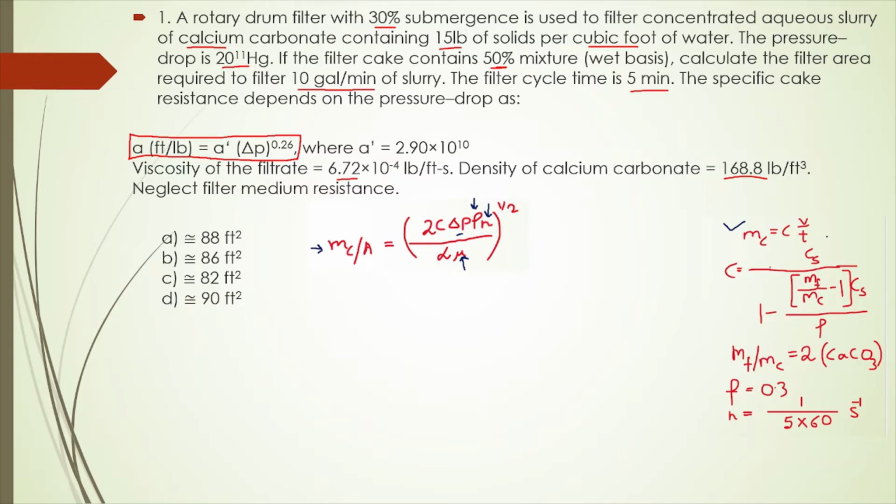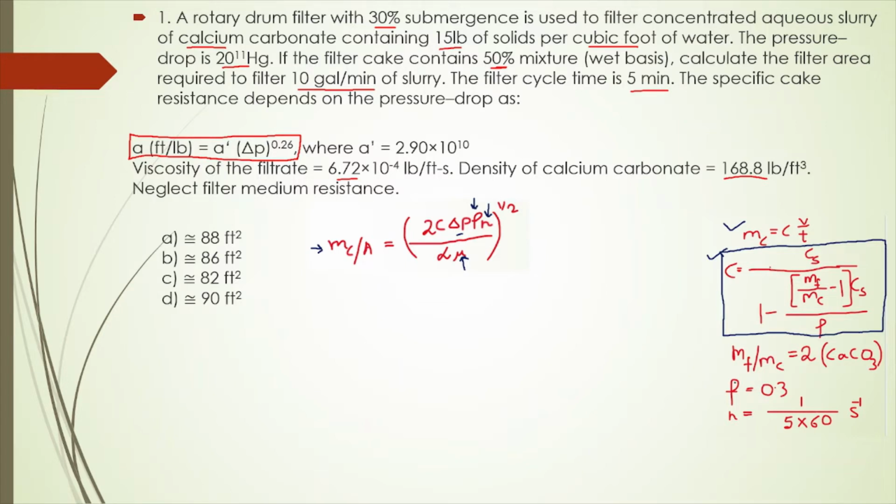And how do you calculate C? You calculate C as C is equal to CS, where CS is the concentration of the slurry, whole divided by 1 minus MF by MC minus 1 into CS whole divided by rho. So this formula is very much important. CS is the concentration of the slurry, rho is the density of the filtrate, MF is the production rate of the filtrate, MC is the production rate of the cake, and C is the concentration of the filtrate.